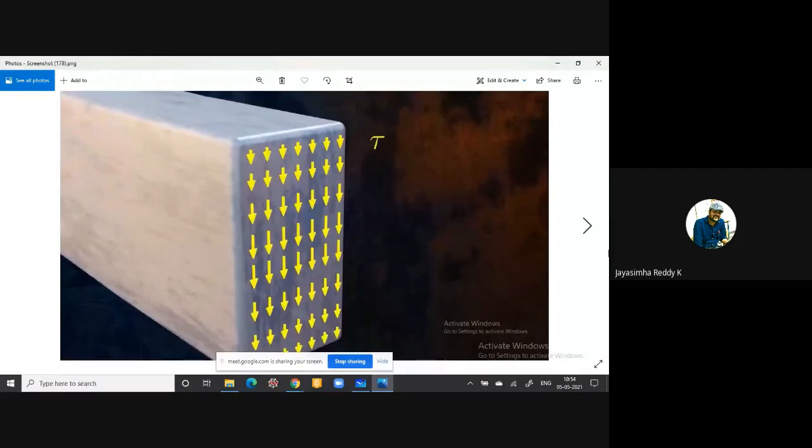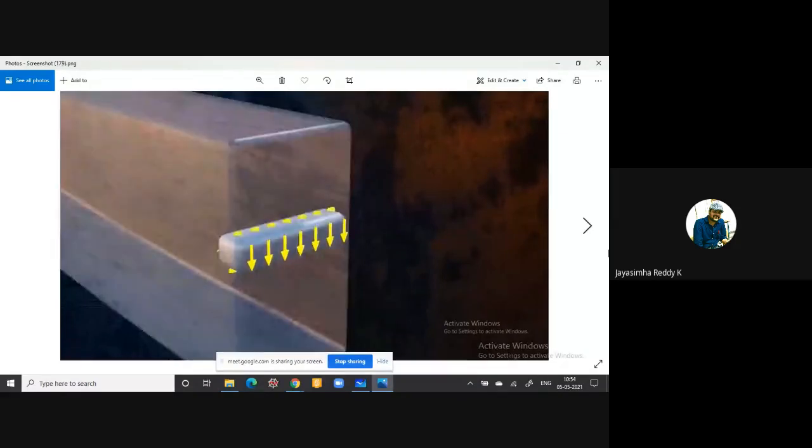All of you listen carefully, students. Let us take a small element of the beam. In the entire beam, let us take a small element, and the shear force will be acting like this in the downward direction. To compensate this shear force, there will be a complementary shear stress acting longitudinally. So shear stress will not come alone. Shear stress will always be accompanied by a complementary stress.